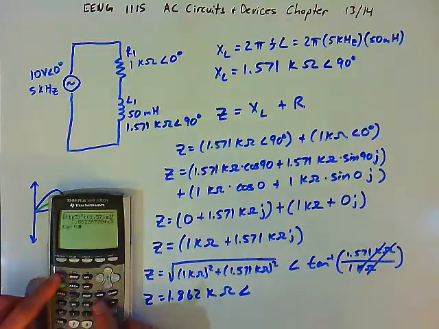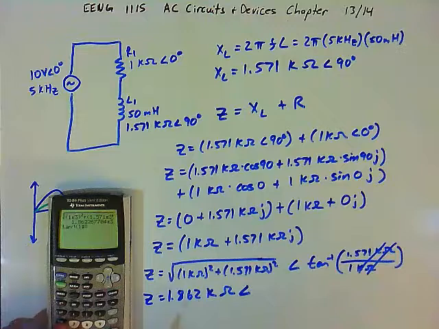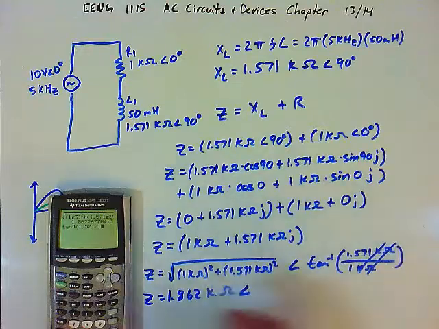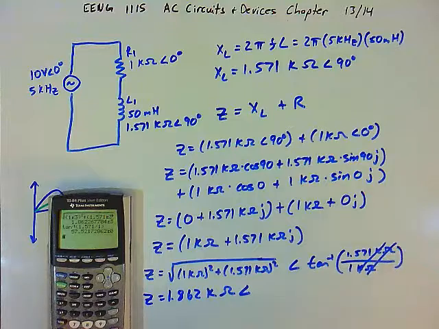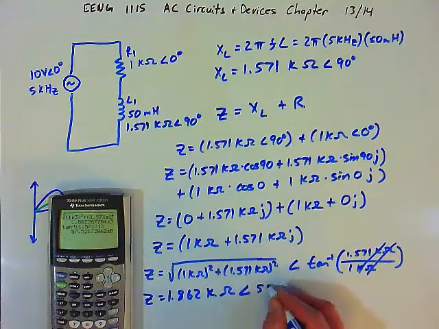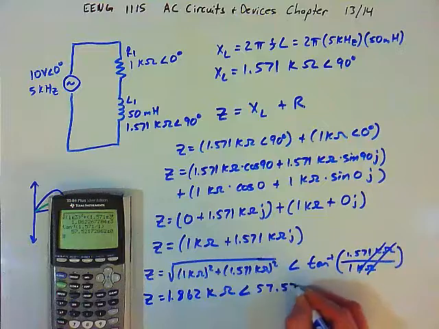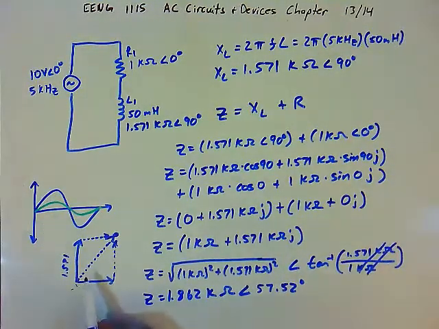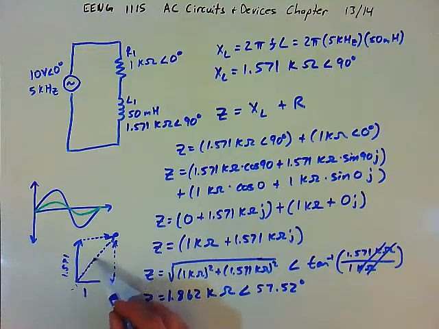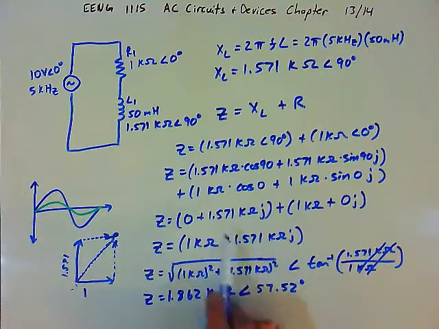tangent of 1.571 divided by 1. Again, the kiloohms canceled. I didn't have to do E3. That part cancels out. We get 57.52 degrees. And so, when you look at the sum graphically, we expect this line to be longer than the longer of the two components, which it is. We had 1.862. That was greater than 1.571.